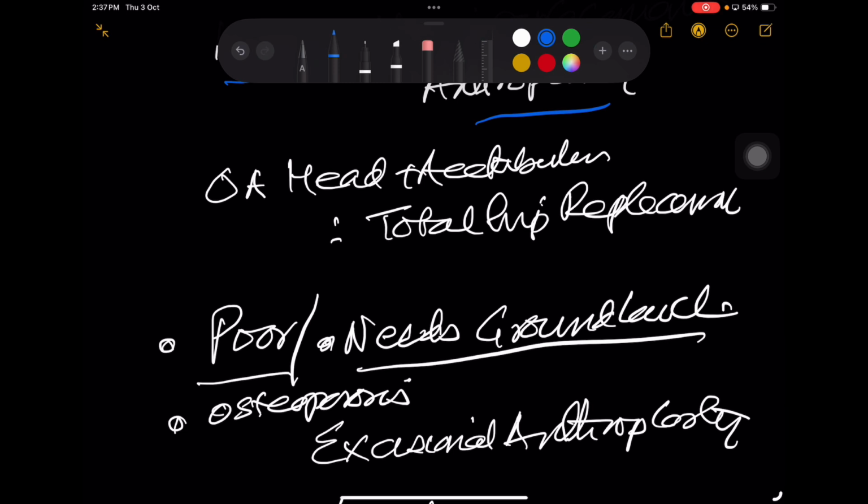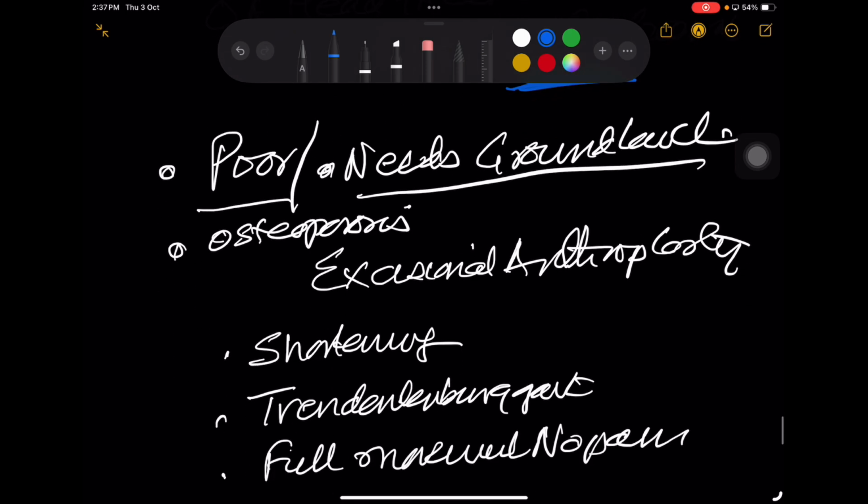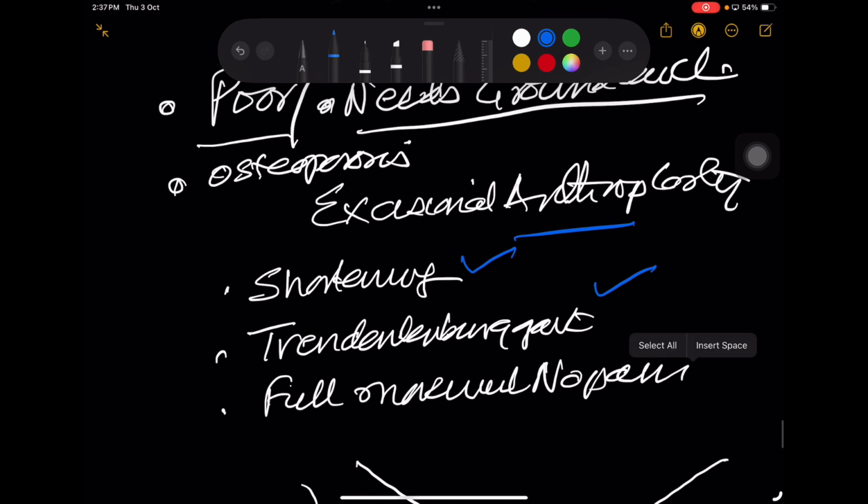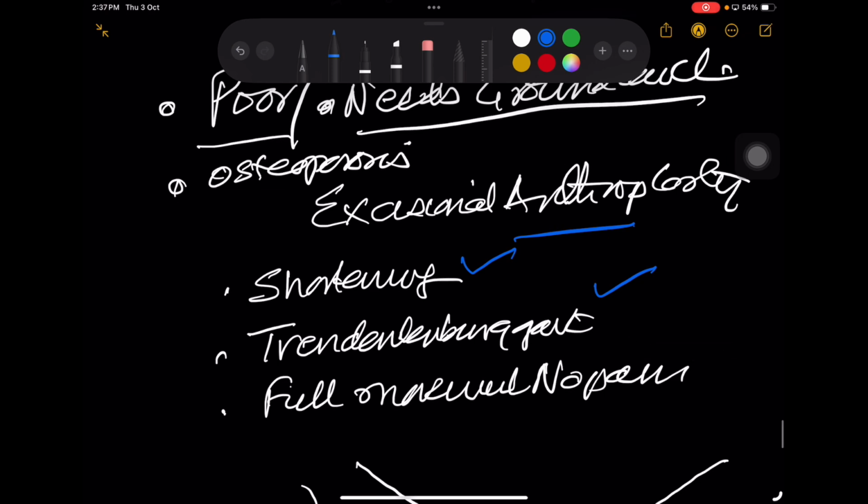Now, if the patient is above 65 years of age, only head involved, hemi-replacement arthroplasty; head and acetabulum both involved, that means osteoarthritis, total hip replacement. Patient is poor, needs ground level activity, or has osteoporosis so that the implants would not hold: excisional arthroplasty. Problem will be shortening and Trendelenburg gait, but there will be full movement and no pain. Full movement and no pain.